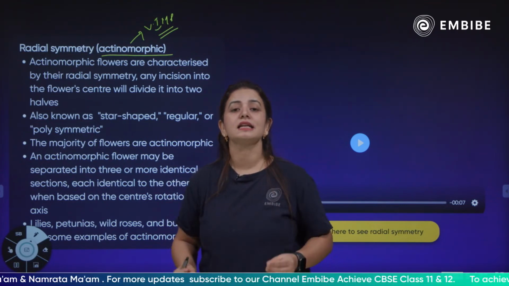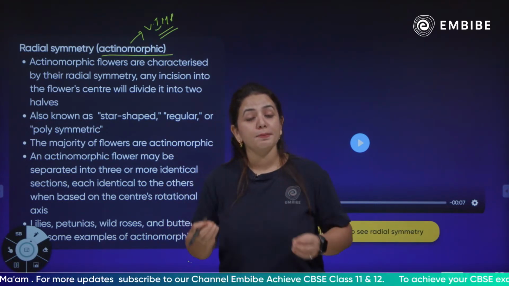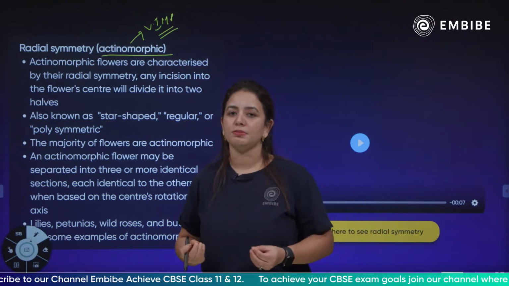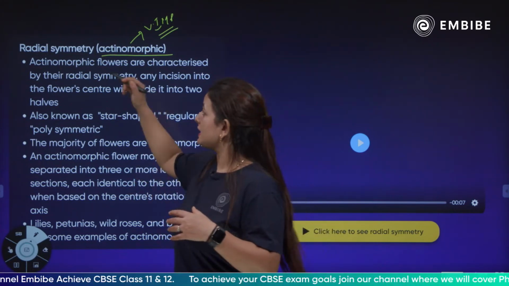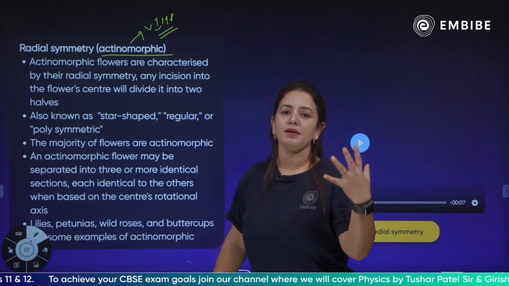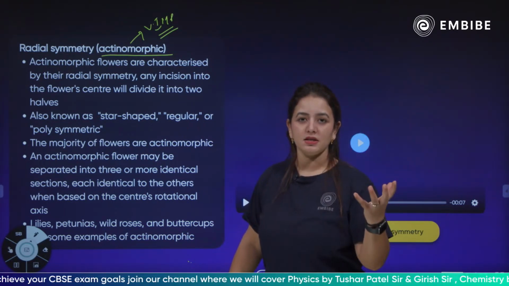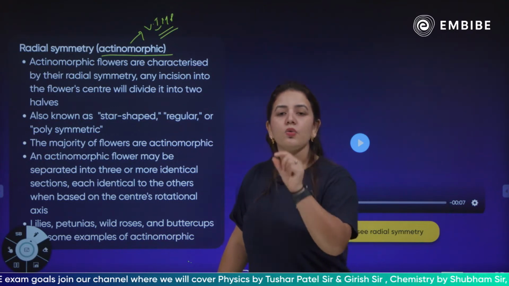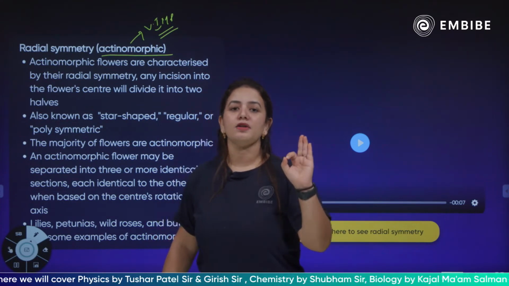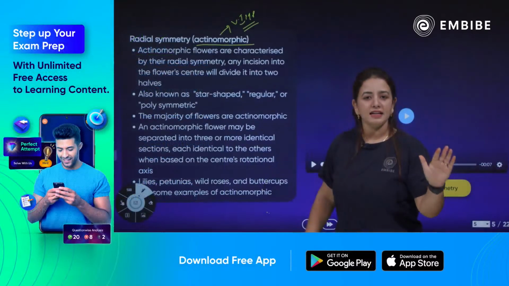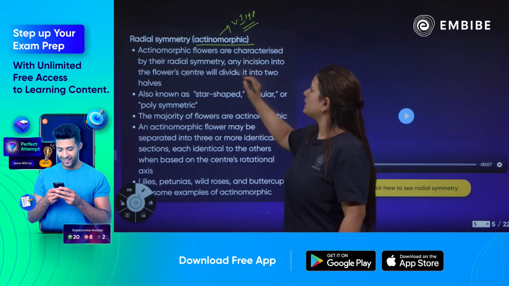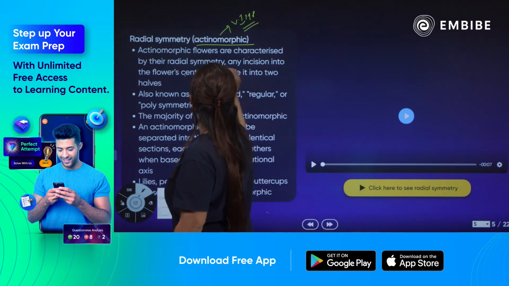When we are describing any family's characteristics, the word actinomorphic is something we will introduce. We will not say radial symmetry directly, we will say actinomorphic flowers. This family has actinomorphic flowers. This is the technical term we use in floral formulas and to describe the characteristics of any family. Talking about actinomorphic flowers, children, they are characterized by radial symmetry.